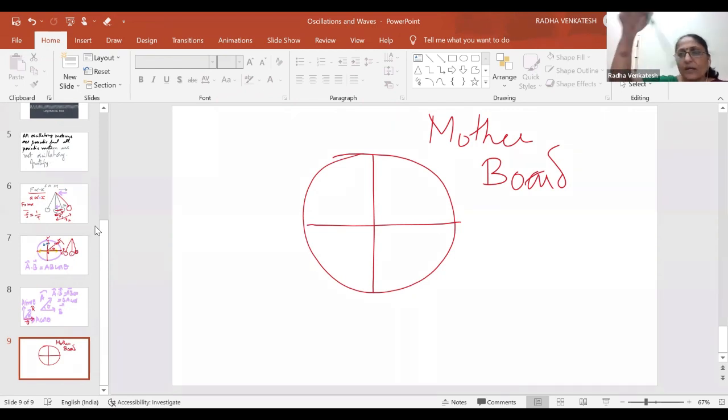But the object is already oscillating. Are we clear with this? I think even Vasni ma'am spoke about it when she was doing her lesson, right? So t is 0 when we start observing. When we start observing, t is 0 in our frame of reference.